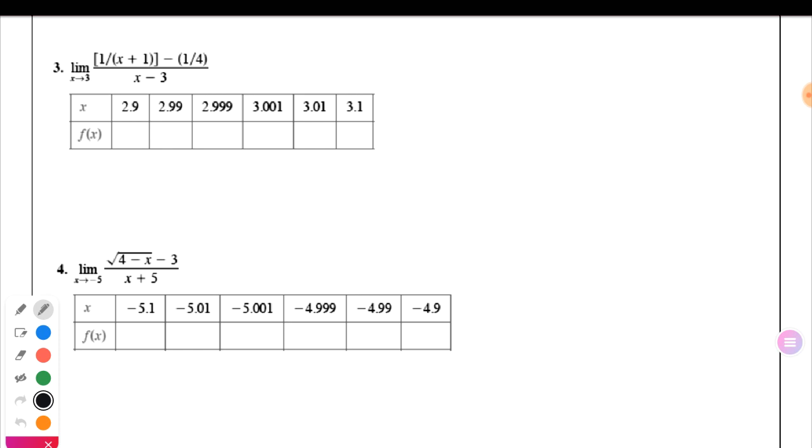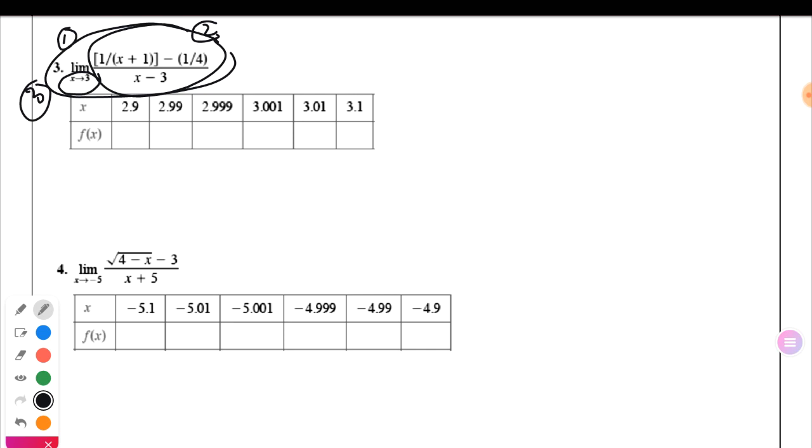Look here, number 3. How to read this function or this expression? The limit of the rational function, as you know, 1 over x plus 1 minus 1 over 4, all over x minus 3, when x approaches 3. I have to read it, I don't just say limits. Then the function, when x approaches which value, that is my lesson.